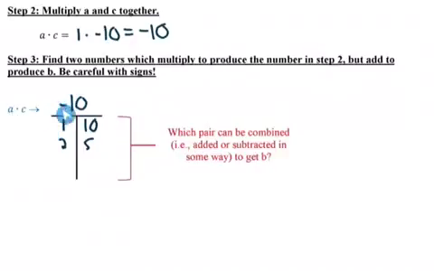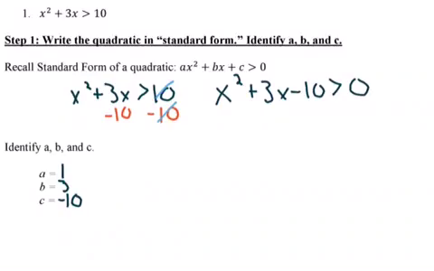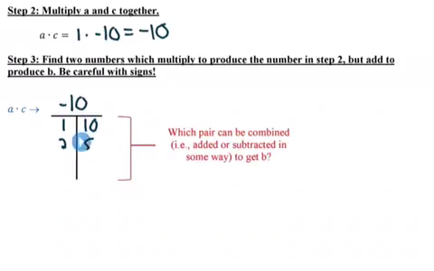Now I need to ask myself, which of these two pairs can I combine in some way to get my B? And my B here is 3. So which of these two numbers can I combine in some way to get 3? So you probably got that. When we're looking for which pair can be combined, that is added or subtracted to get B, hopefully you're able to say that it's going to be 2 and 5. Now, how do we combine those to get that 3? Well, we need to do 5 minus 2. So we need a negative 2 there.